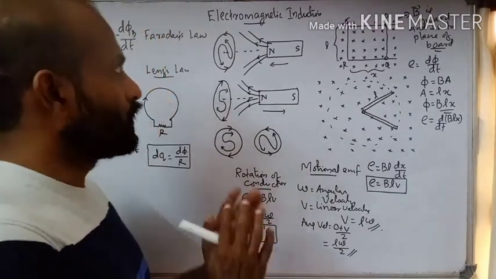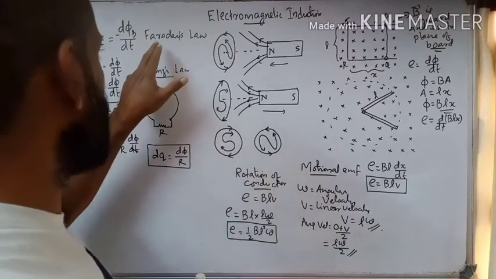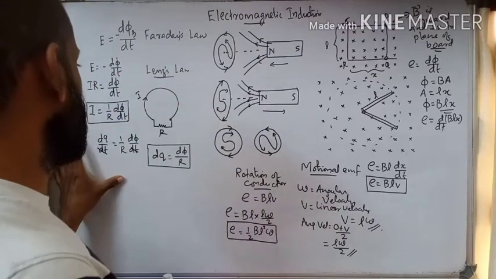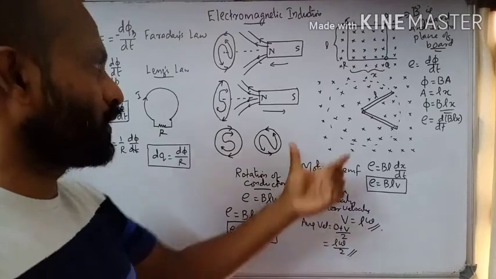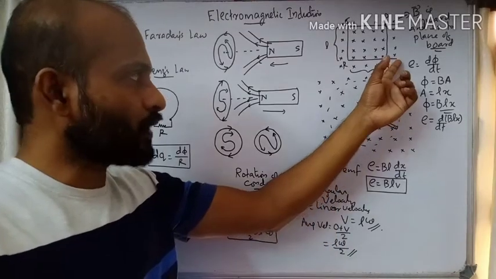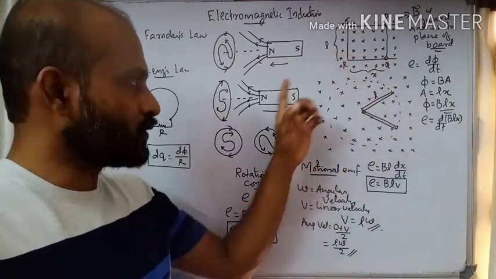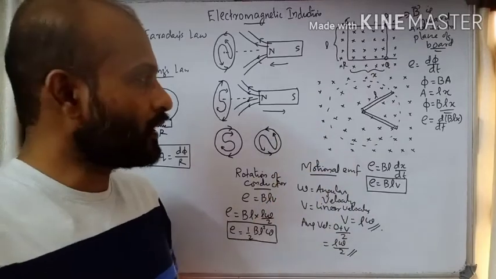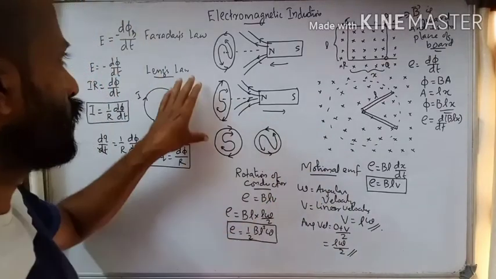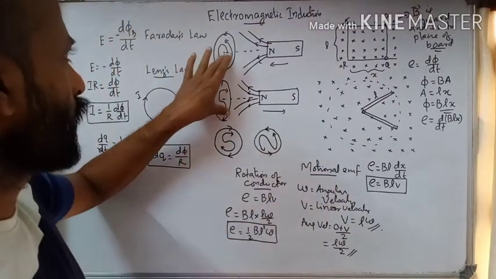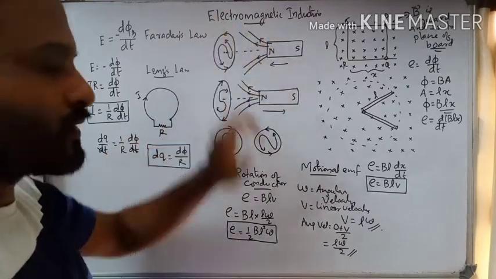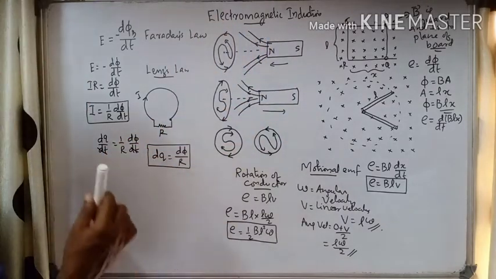So we have seen electromagnetic induction, Faraday's law, Lenz's law, and a few important relations. Then we have seen motional EMF during the straight movement of the conductor as well as during the rotational movement of the conductor in a magnetic field. Now we can see one numerical problem related to Lenz's law. I will show one example.